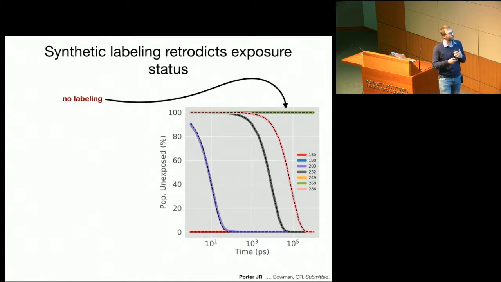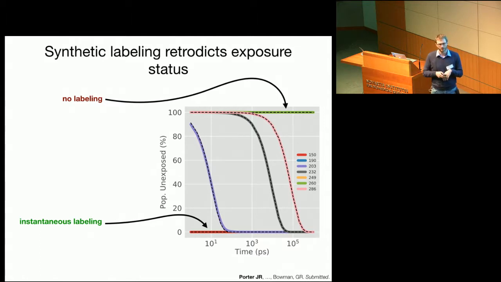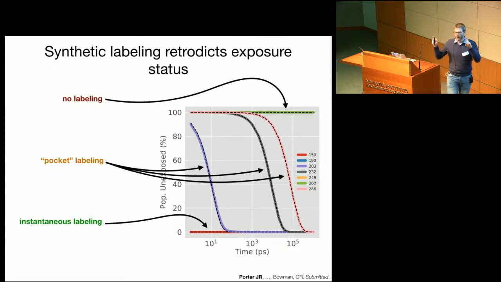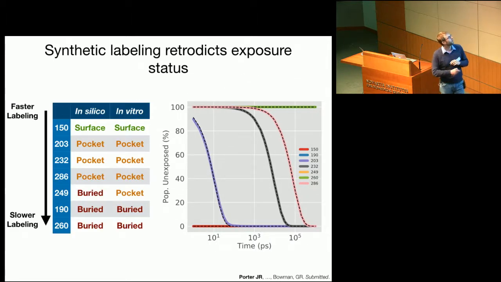So no labeling would be something where the probability stays always in states that are buried. Instantaneous labeling would be analogous to a situation where the residue side chain that you're interested in is always exposed. And then you have these intermediate pocket labeling residues. And this is, of course, an in silico result. But the table that I showed you before was ordered from fastest to slowest. And so I can tell you that the rank order of these is correct. So our retrospective analysis is looking reassuring.